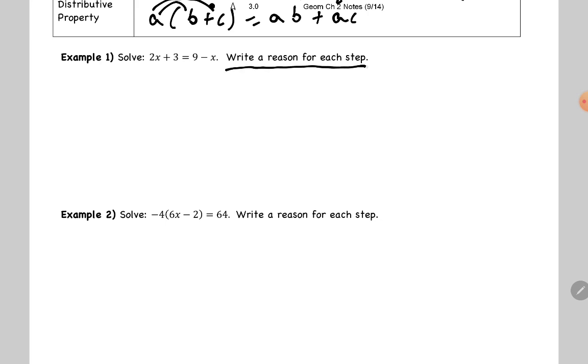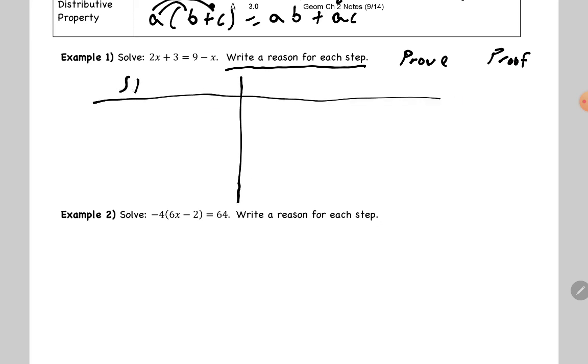If you ever see this, write a reason for each step. Or if you ever see the word prove or proof, that means you're going to need 2 columns. You're going to call this first side statement, and then reason. And then we're going to copy down the problem. So our first statement, so always number your statements and reasons.